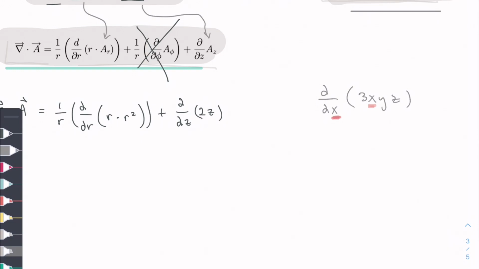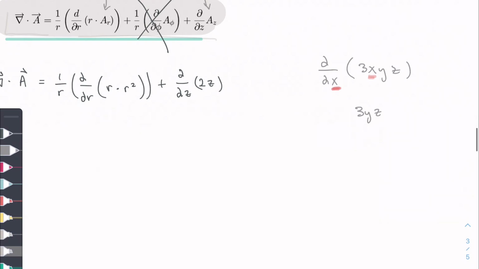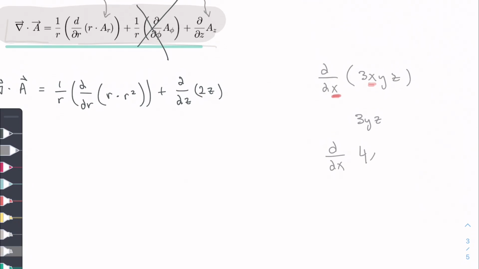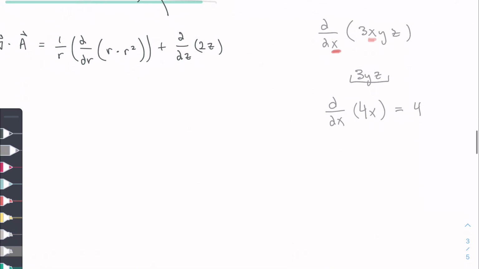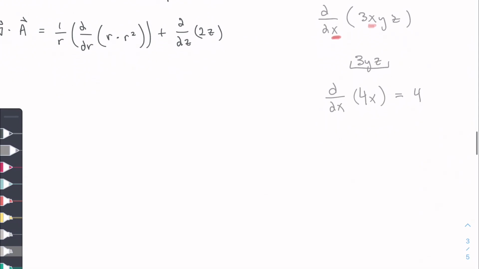Everything else is a constant. So when I evaluate this, this would be 3yz. It's the same as if I were to do any other constant times x. This would be 4. This yz is essentially treated as a constant, even if it's not in the expression, just because we're taking a partial derivative, so we're only concerned with the change with respect to x. Everything else we treat as a constant.